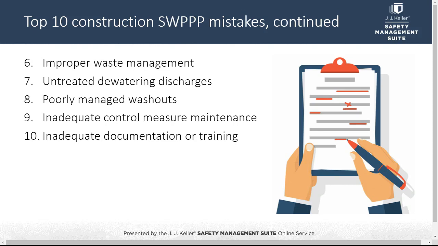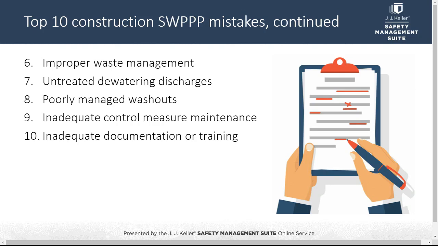Number 8 is poorly managed washouts, including washouts for materials such as concrete, paint, and stucco. When you're using washouts as a control measure, make sure they are clearly marked, sized adequately, and frequently maintained.